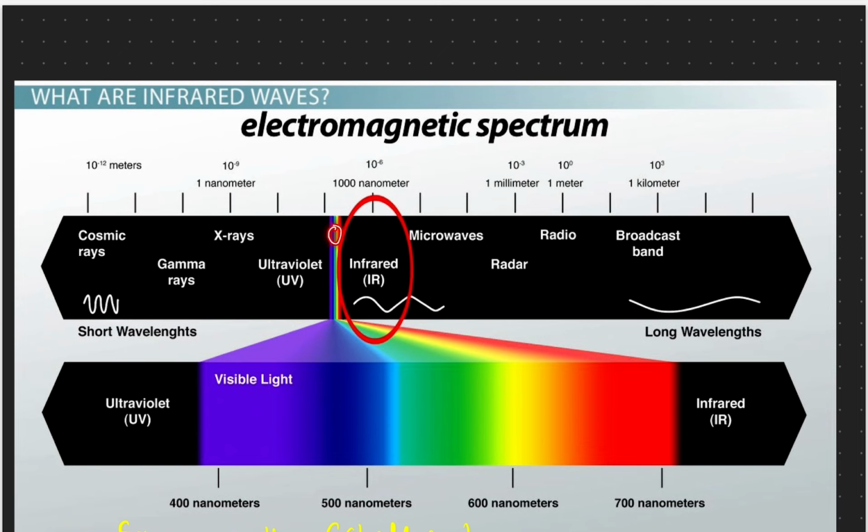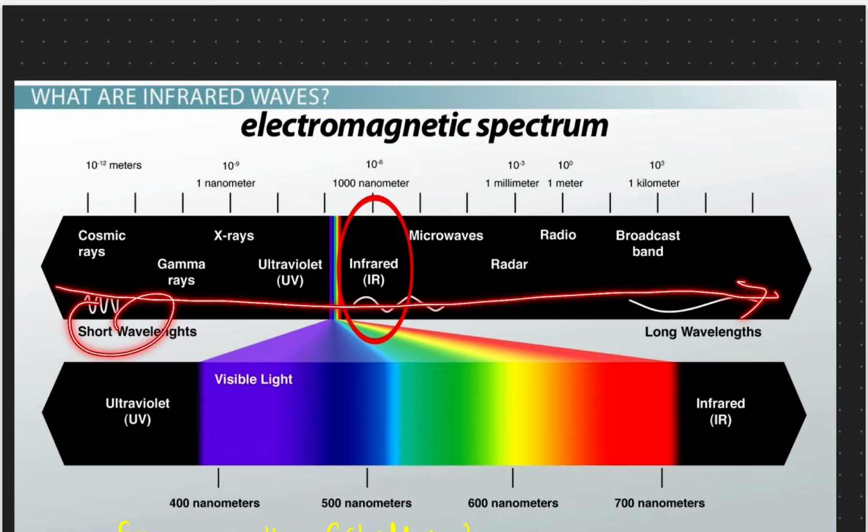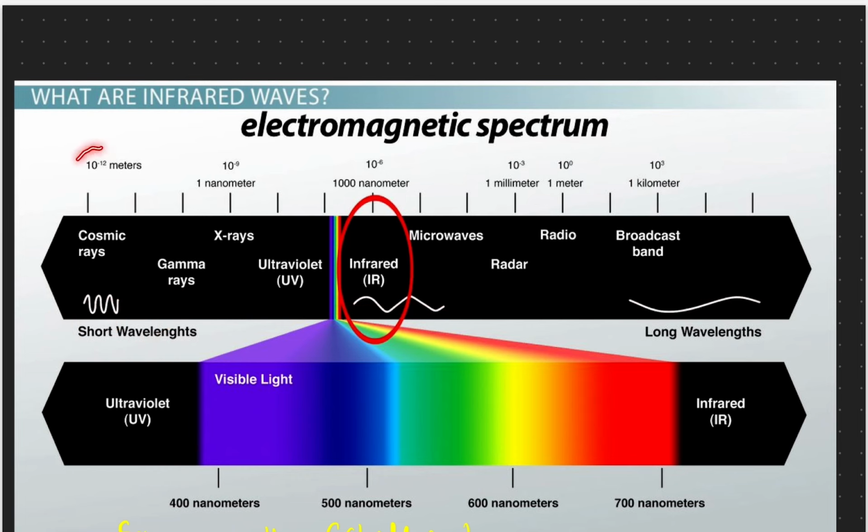Now if I compare visible light and infrared, infrared has a longer wavelength. That means infrared light has a smaller energy compared to visible light. So if I go this way, energy is decreasing. From this side to this side, the energy is decreasing, frequency is decreasing, and the wavelength is increasing this way. You see the short wavelength and the long wavelength. And if you look at the frequency here, the frequency is decreasing this way.